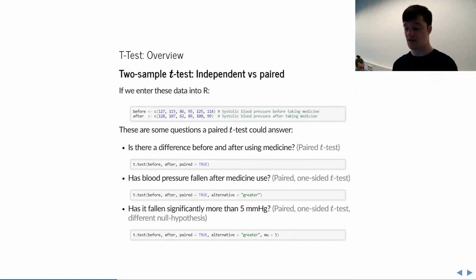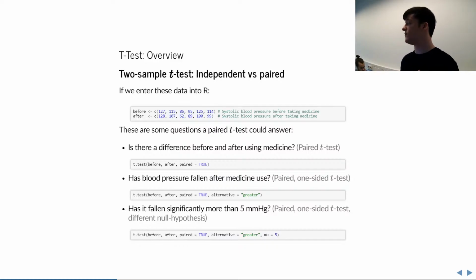Now, how to do a paired t-test is not much different. Here I've recreated the data from the figure that I just showed. So here we have the before data, and here we have the after data. When you do this, it's important that they actually correspond, right? So the first one, 127, this must be the same individual as this. And this must be the same individual as that, because that is what paired means. Then I say, is there a difference before and after using a medicine? The only thing I have to do now is, again, t.test vector 1, vector 2, but now I specify paired is true. If you do that, it will perform a different kind of test, which has a correct p-value.